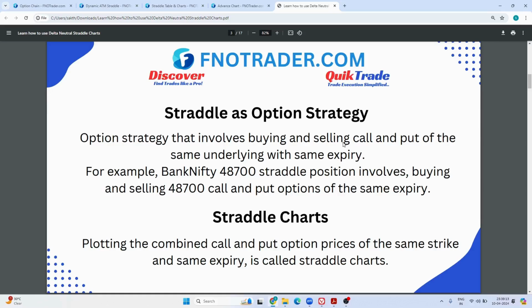So what is a straddle chart? A straddle chart is where we plot the combined premium of call and put options of the same strike and same expiry. The day starts at 9:15. You pick the call option and put option prices of a specific strike, combine them, add them, and then start plotting every price change till 3:30. When you plot this, you get a straddle chart.